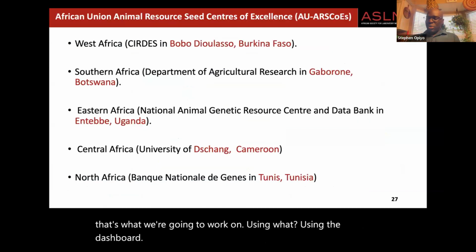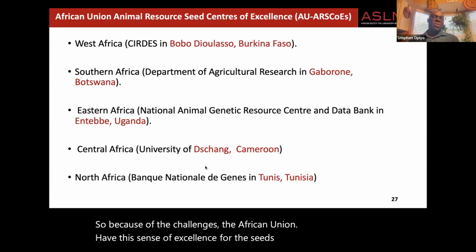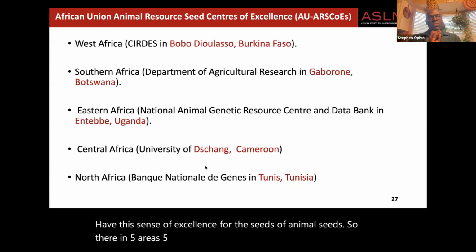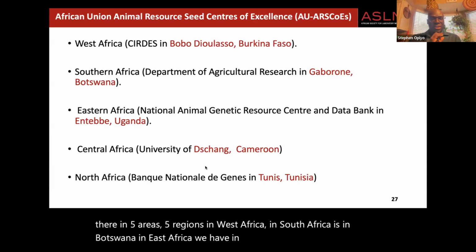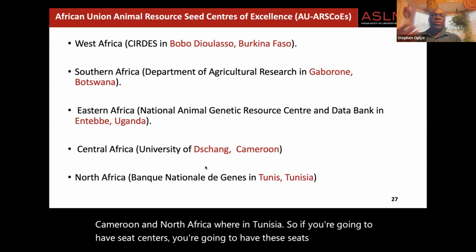Okay, so because of the challenges, the African Union has a center of excellence for animal seeds. They are in 5 regions. In West Africa, we have Burkina Faso. In Southern Africa, it is in Botswana. In East Africa, we have Uganda. In Central Africa, Cameroon, and in North Africa, we have Tunisia. So if you're going to have seed centers, you're going to have these seeds, and then they will be distributed.